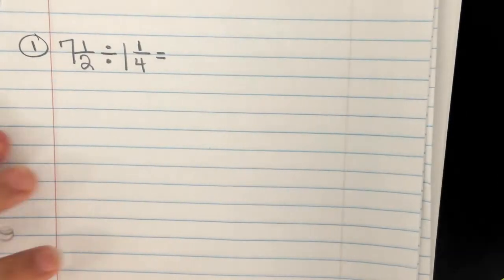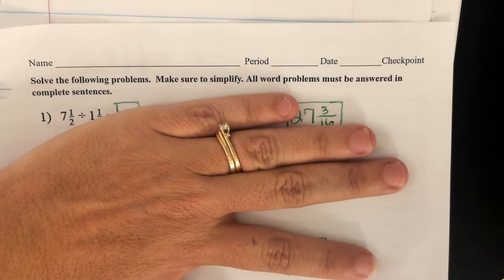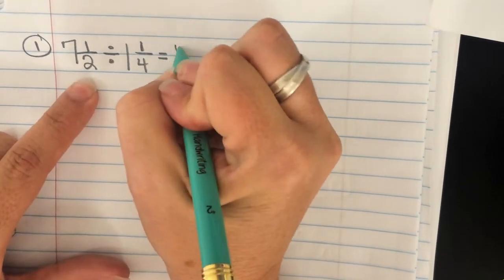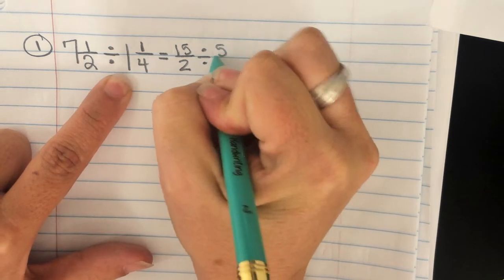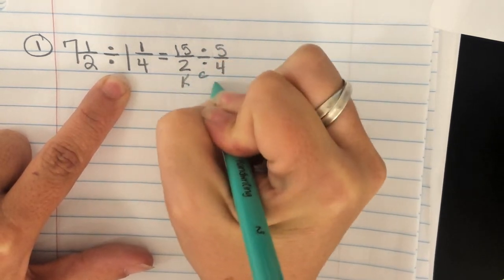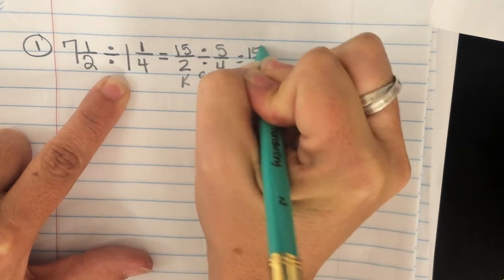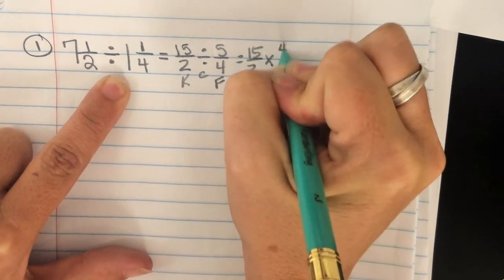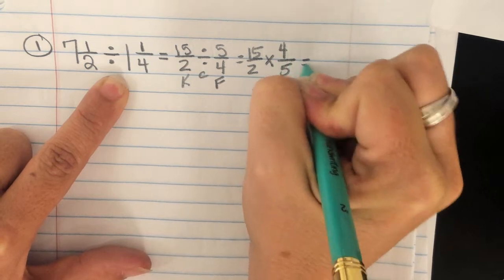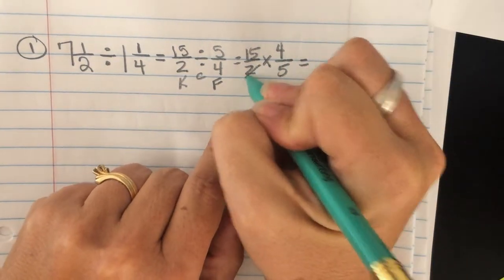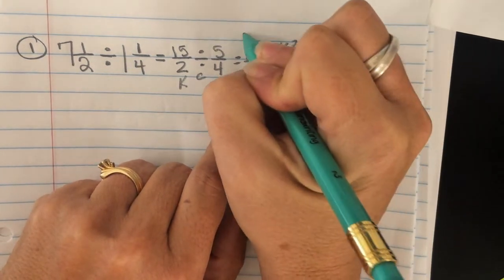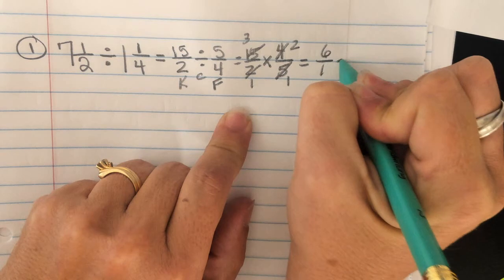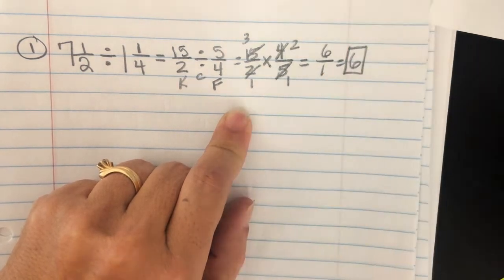Okay, so I'm on this checkpoint. It looks like this at the top. Here we go, I'm going to work them out. Okay, so I start out with 15 over 2 divided by 5/4. Keep, change, flip because it's division. Me personally, I would simplify this and this by 2, this by 5, and this by 5, giving me 6 over 1, which is 6.